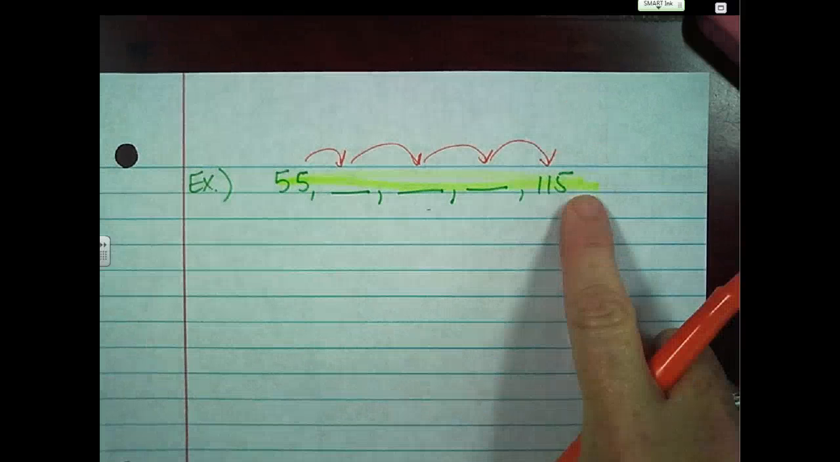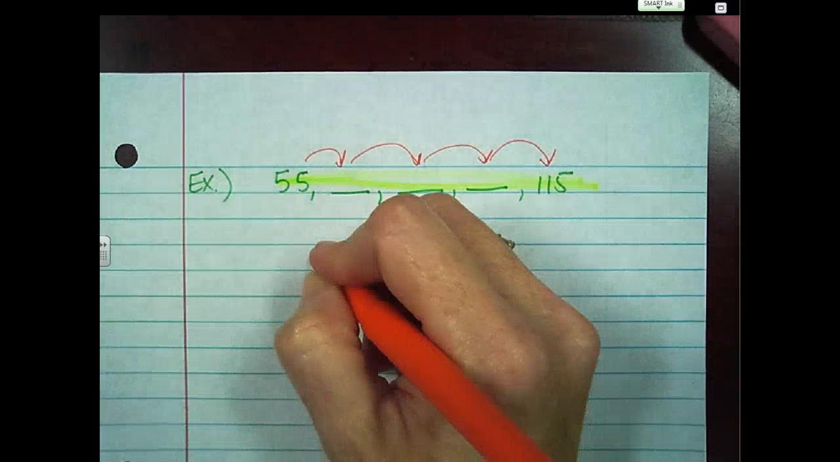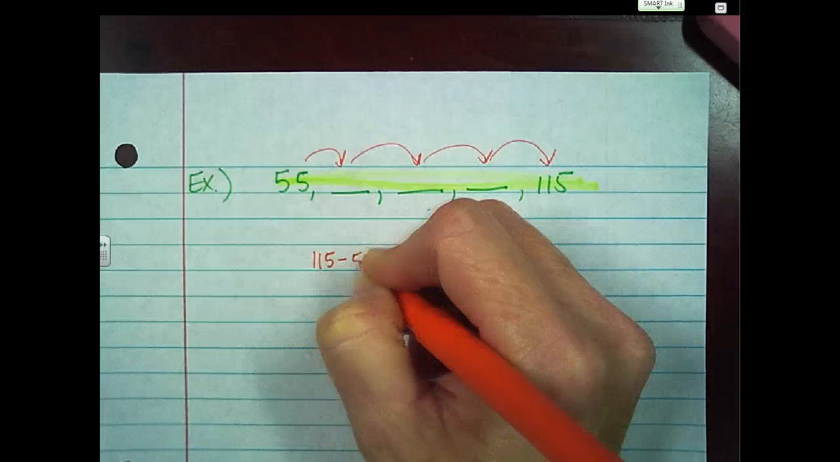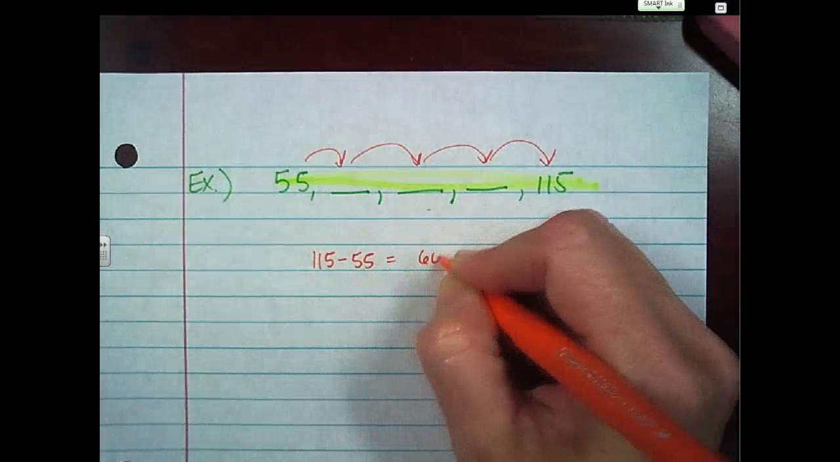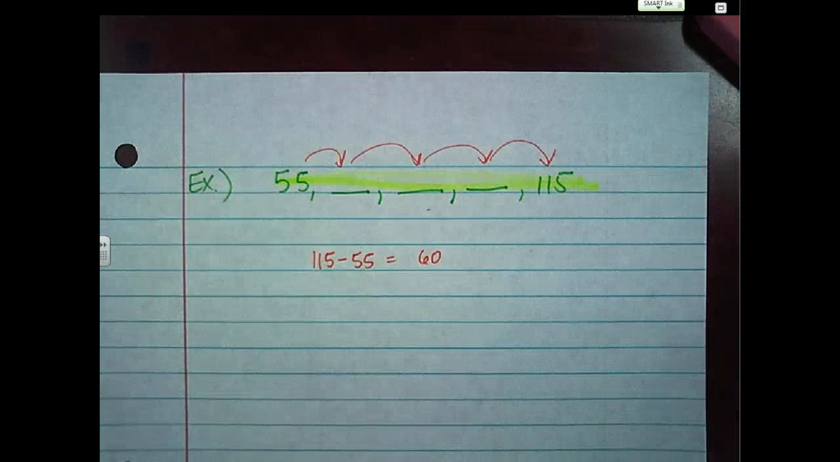Find the difference between the two, correct? The end and the beginning. So take the end number and subtract the beginning so I can find how big the span is. 115 minus 55. That means there's a distance of 60 between those numbers, correct?